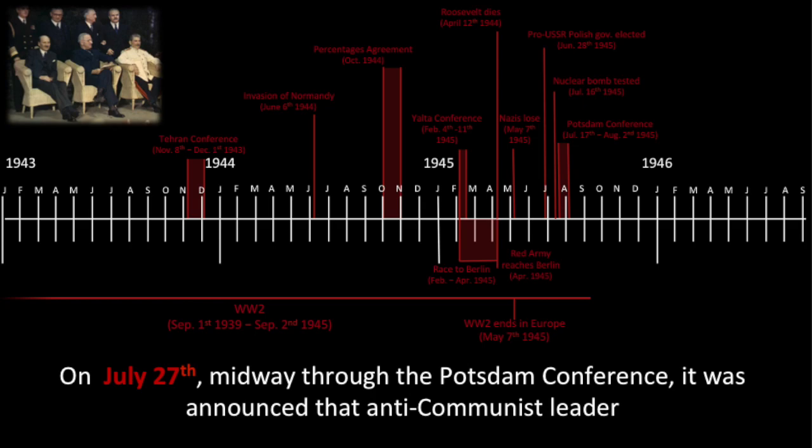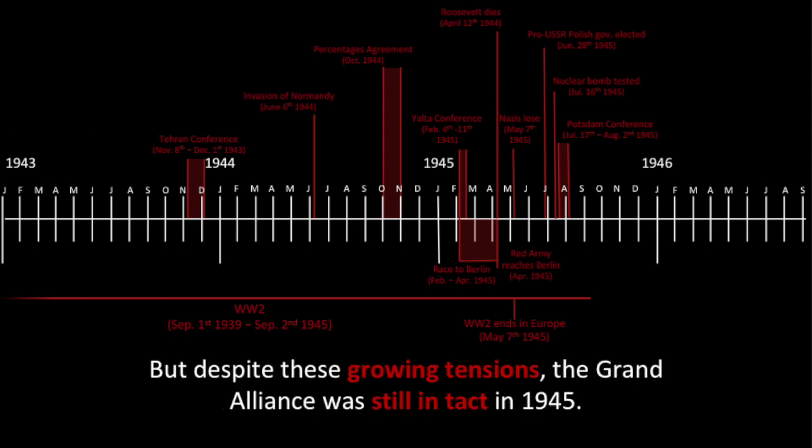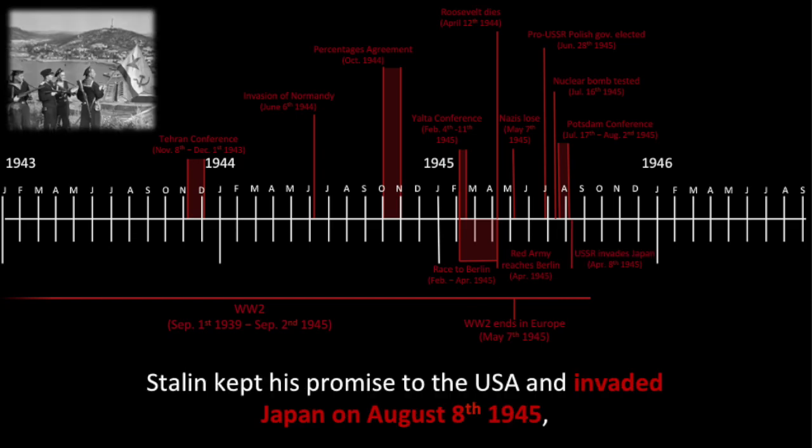On July 27th, midway through the Potsdam Conference, it was announced that anti-communist leader of the UK, Winston Churchill, had been replaced by a socialist leader, Clement Attlee. But despite these growing tensions, the Grand Alliance was still intact in 1945. Stalin kept his promise to the USA and invaded Japan on August 8, 1945.